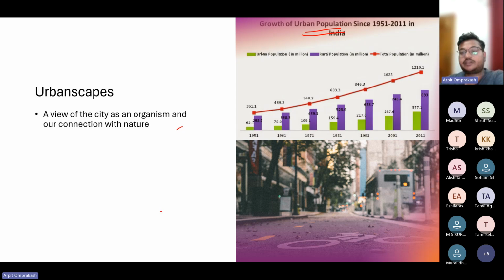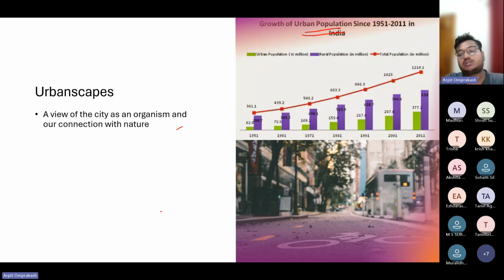It has been estimated that by 2050, I think almost 50% of India would be settling in urban spaces. And these urban spaces are generally very small, very tightly knit together, and often have a very high density of human beings.